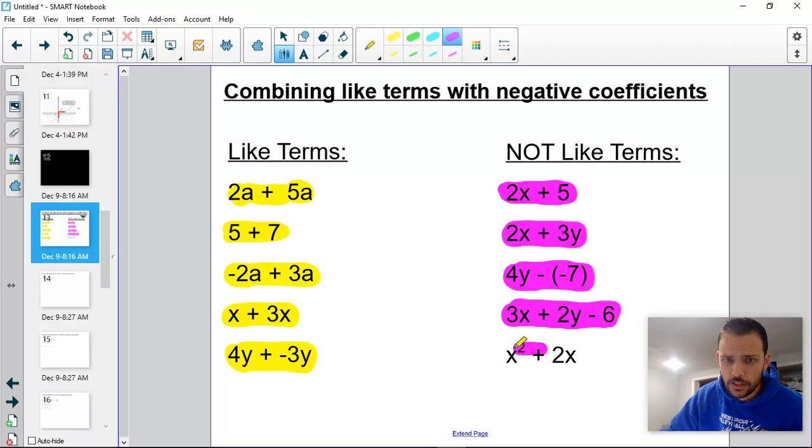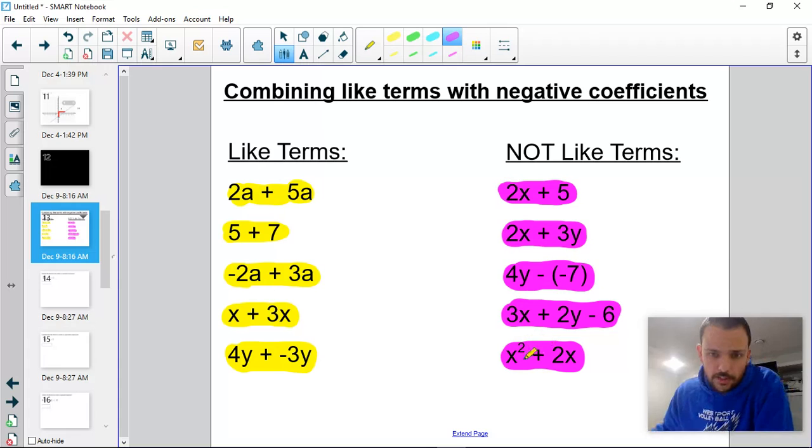Last example here, you won't see this week, but I just want to show it to you. You're likely to see it later in the year when we work on exponents, or definitely next year in Algebra 1. If we have x squared plus 2x, these do have the same variable, but because this one has the exponent, we cannot combine these two together.